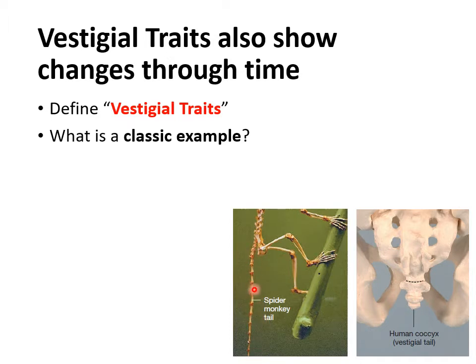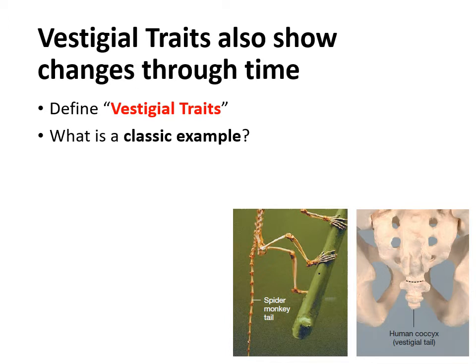So the spider monkey's tail is not vestigial. An example of a vestigial trait is our tailbone or coccyx. So please circle, star, highlight the classic example as our own little tailbone. And that's not the only example. That's the classic example we use.